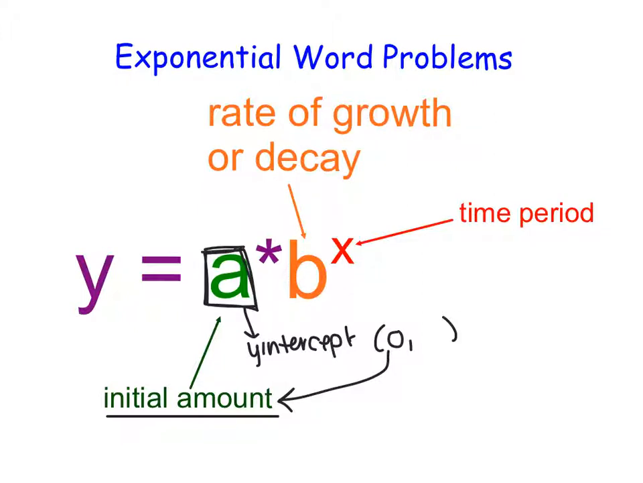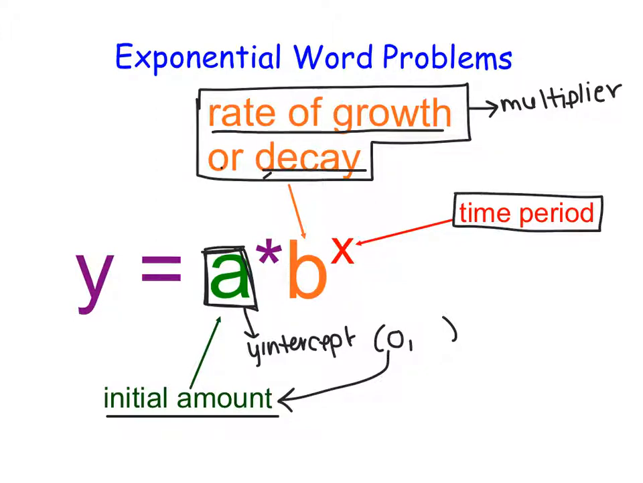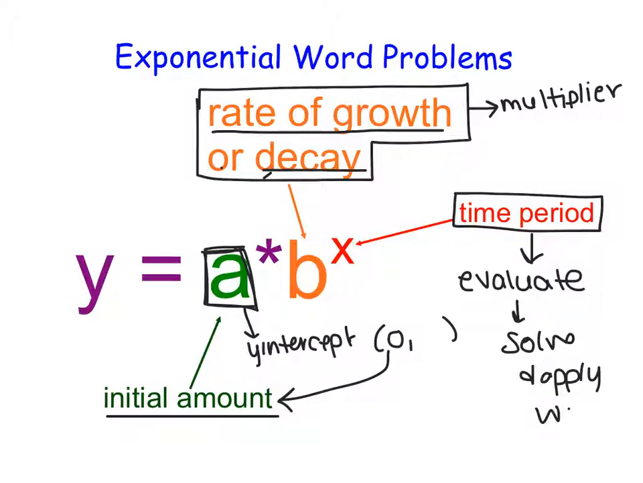Then from here, our b value is going to be called our rate of growth or decay, which is still our multiplier. It's still what's happening as time goes by. It's still how we are growing or decreasing, but it's just a different way of saying it. It's going to be the rate of growth or the rate of decay, depending on the particular problem. And then our x value is going to be the time period, how much time has gone past, and this will be something that we'll use to actually evaluate and find an answer. It will actually be used to solve and apply our word problem.